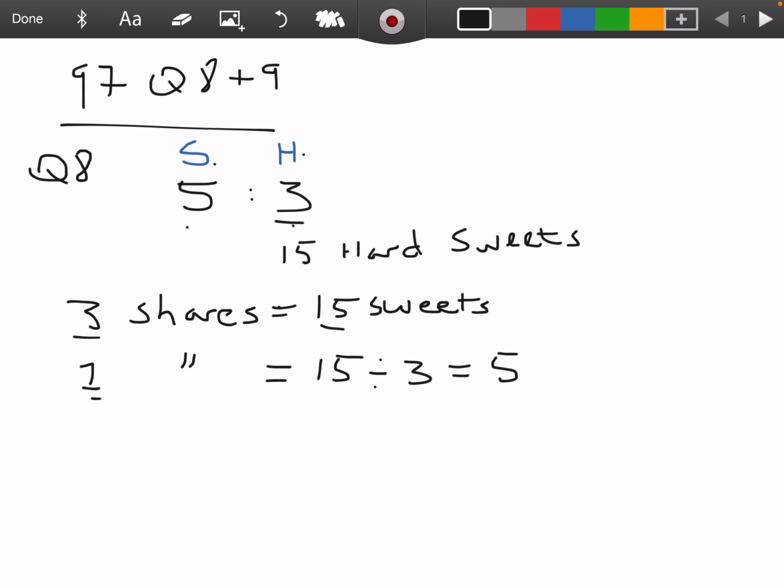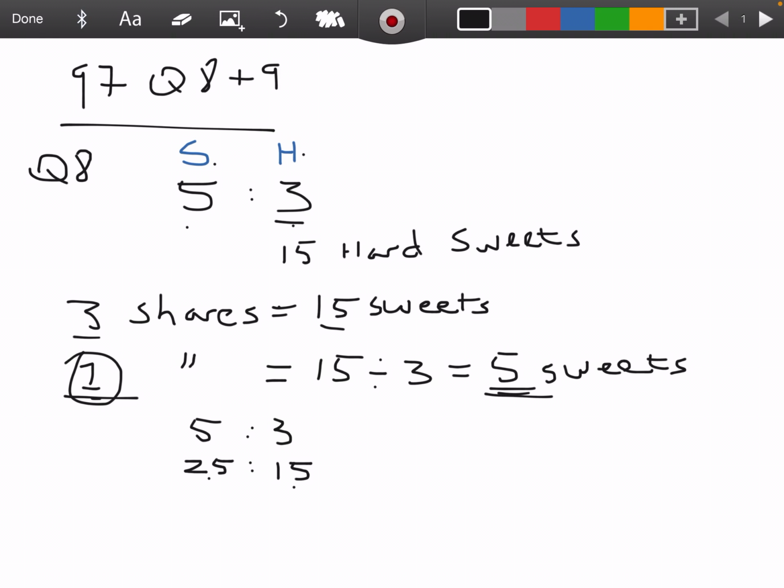So each share is worth 5 sweets. If I know that the ratio is 5 is to 3, and 1 share is 5 sweets, I know 3 shares are worth 15, and I know 5 shares will be worth 25 sweets, because it's 5 times 5. Each share is 5 sweets, and there are 5 shares giving me 25 sweets. So I now know that it's 25 sweets that are soft and 15 sweets that are hard.